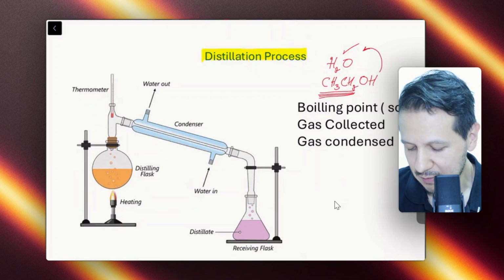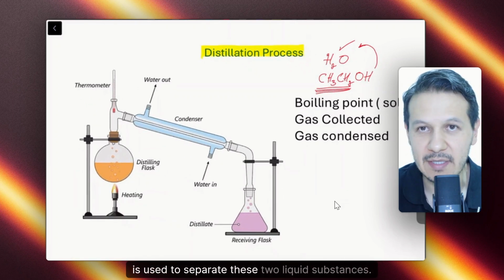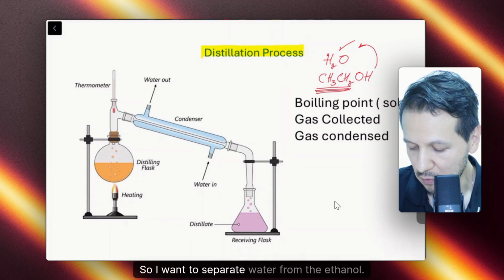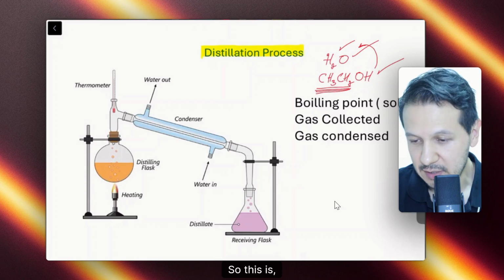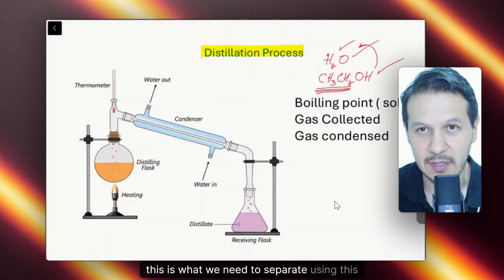This process is used to separate these two liquid substances. So I want to separate water from the ethanol. Okay, and remember they are miscible. So this is what we need to separate using this method.